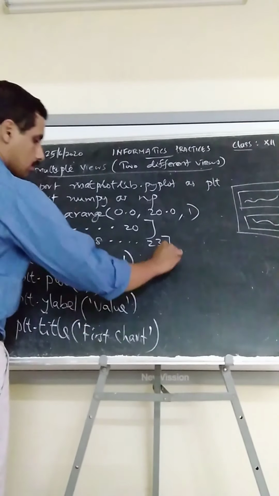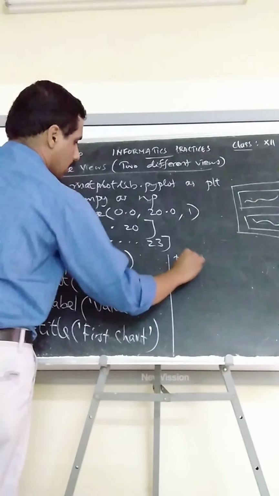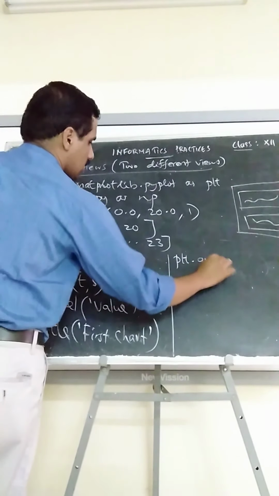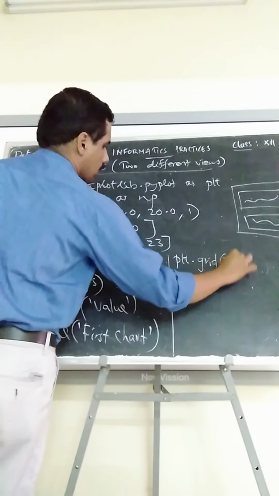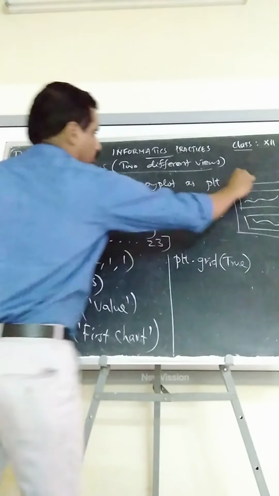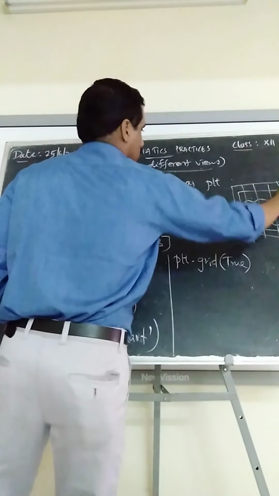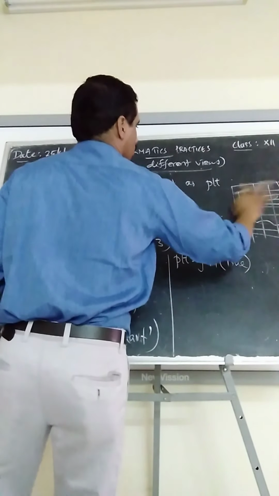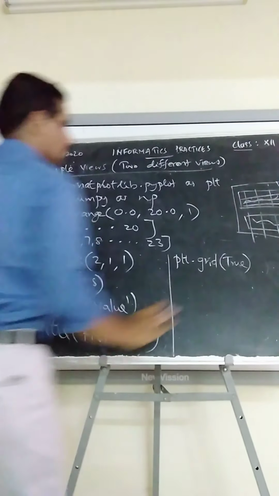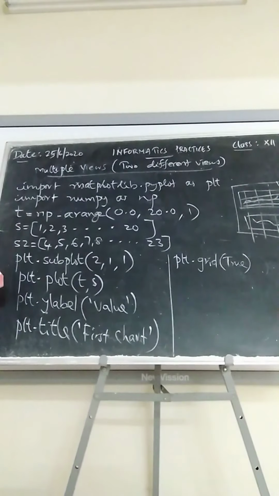And continuation, plt.grid. This is an additional feature. If you give grid True, there will be crossing lines on the plot, only on the plot. That is plt.grid(True), T capital. Okay. Now that's all under the first plotting.